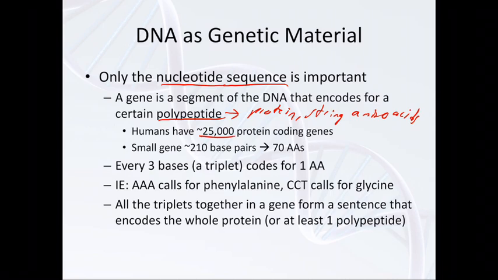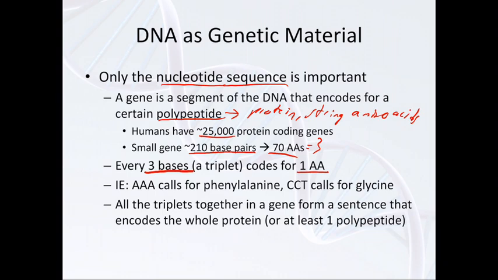A small gene might include about 210 base pairs. But remember, and what it says here, for every 3 bases, we code for 1 amino acid. So that's why it says 210 base pairs will give you 70 amino acids. 210 divided by 70 is 3. So every 3 bases, like the T and the G and the C, those 3 bases are going to encode for 1 amino acid. So that's why the sequence matters.